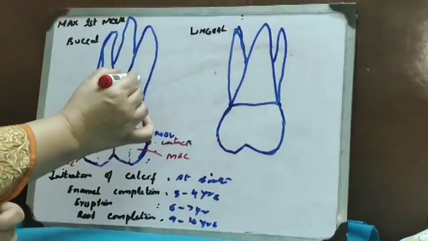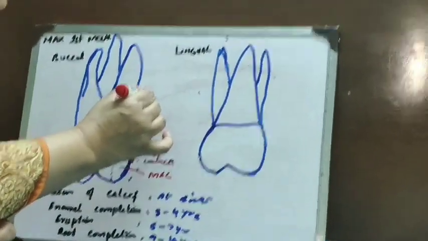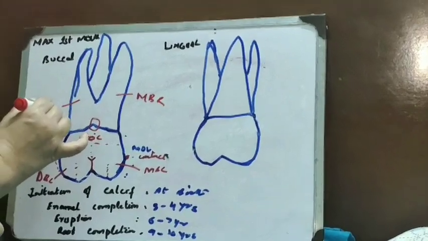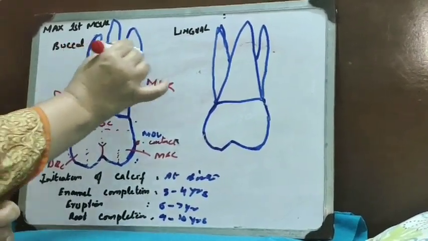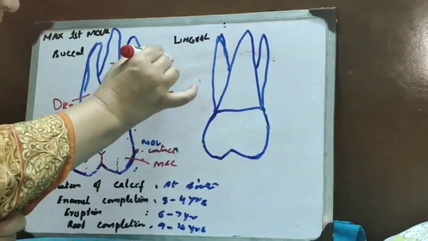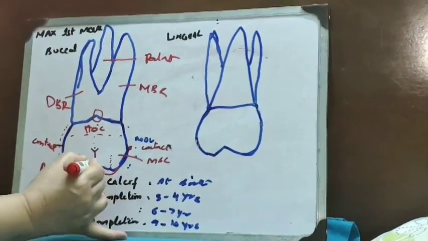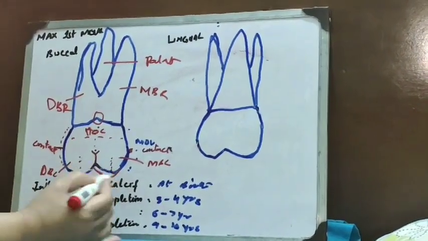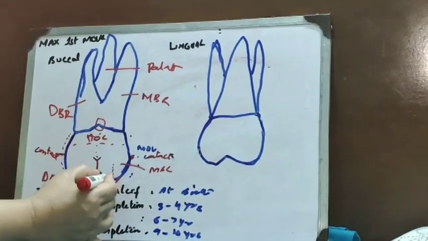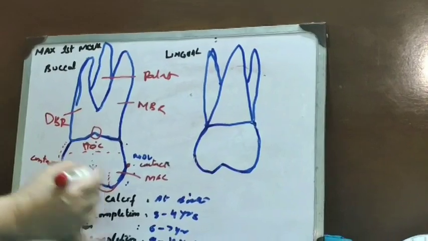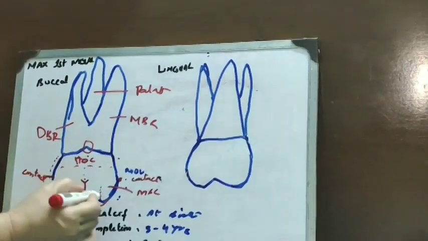We can see the roots over here. This is the mesiobuccal root, and this is the distobuccal root, and we can see a larger palatal root from this buccal view. We can also see a part of the mesiolingual cusp, which is the largest and the longest of all the cusps in the maxillary first molar.